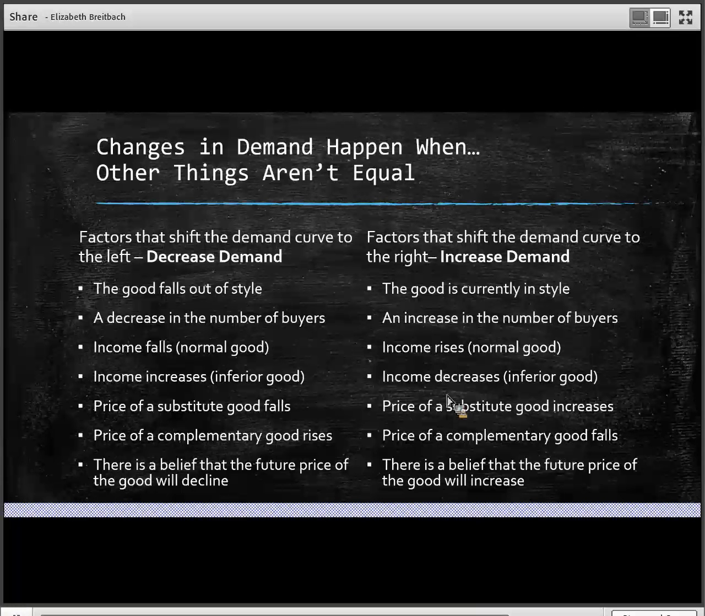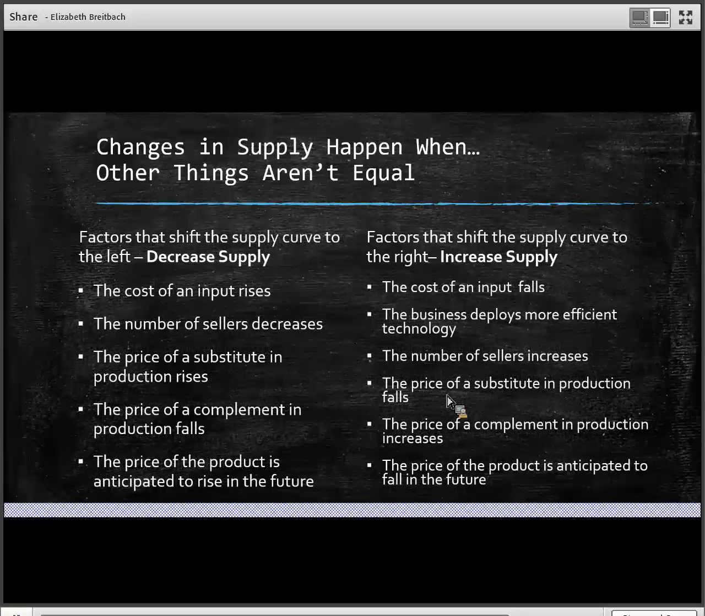All right, supply, we also can look at our other things that aren't equal when we see a shift in our supply curve. What do sellers or producers care about? They care about how much it's going to cost to produce the product, the inputs that we bring in. So the cost of labor, the cost of land, the cost of our capital, any sort of input that goes into the production is going to affect the supply.